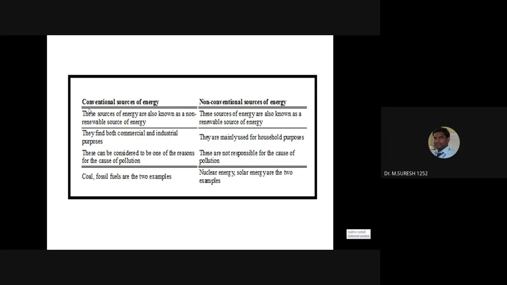So when compared to the conventional sources of energy, for non-conventional sources of energy nowadays we are motivating people to create awareness, and also to enhance quality improvement, and also we are writing more proposals to get funding through various agencies like DST, DRDO, MNRE. So many funding agencies are available. Those agencies come forward and give funding for project proposals.